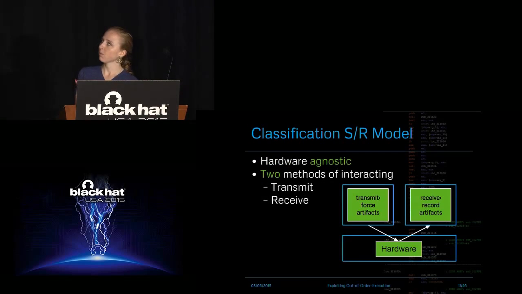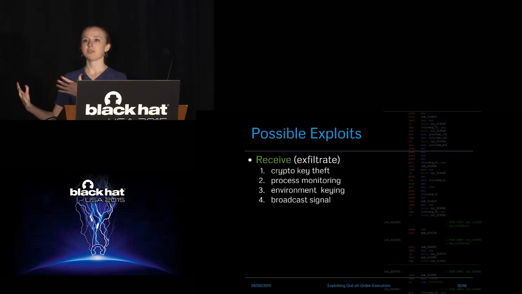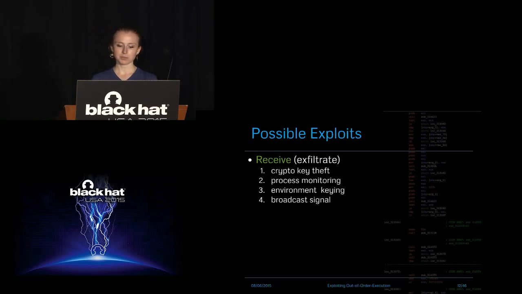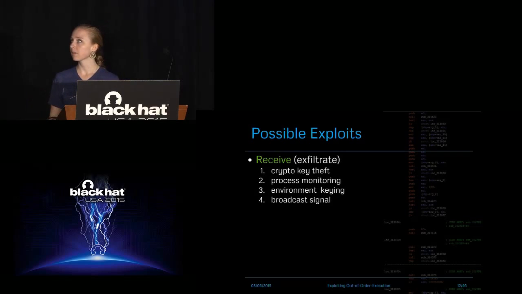So using this system, we can break it up into three different categories of possible exploitation avenues. If we're just receiving information from the system, just recording, we can do such things as crypto key theft, which is a very common one in academic literature, used to prove that a side channel attack works. But in this situation, the transmitter is the victim. It doesn't know that it's transmitting into the system. So the only adversary here is the receiver, someone who's just reading information from the system.